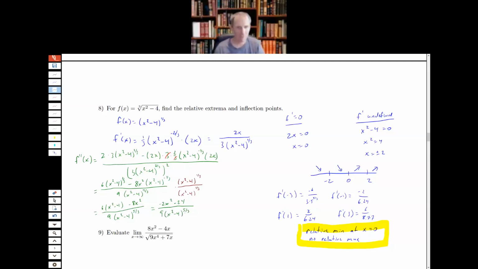Okay, so now I have a nice simplified second derivative. So let's look at where the second derivative is equal to 0. That's going to be where negative 2x squared minus 24 equals 0. So divide both sides by negative 2. So I get x squared is negative 12, no solution.